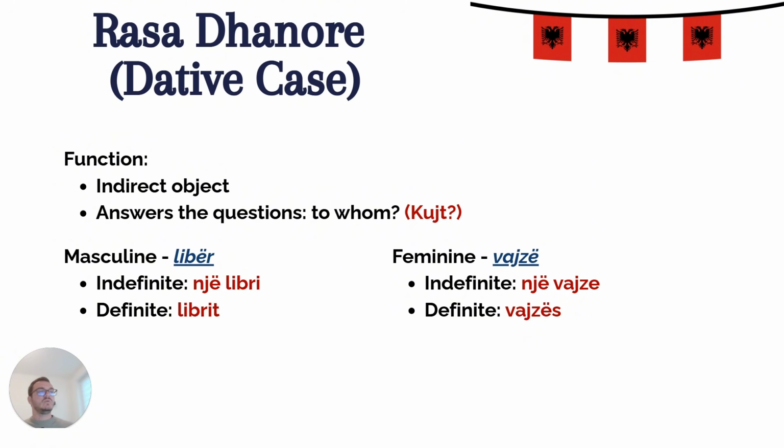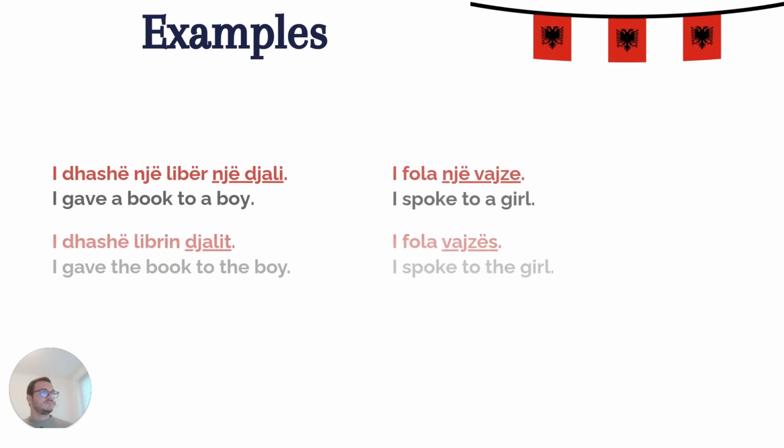As you can see, we are only removing the article from the genitive, and we will have the dative case. The endings are exactly the same. Likewise, in the feminine gender, we have indefinite një vajze. Remember the genitive? I një vajze or e një vajze. Now we only have një vajze, and in the definite, vajzës, to the girl, vajzës. Let's look at the examples.